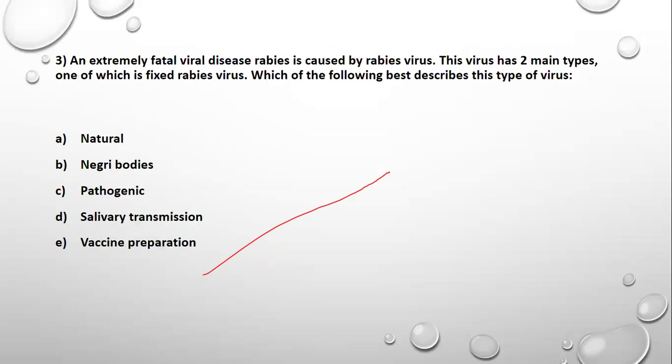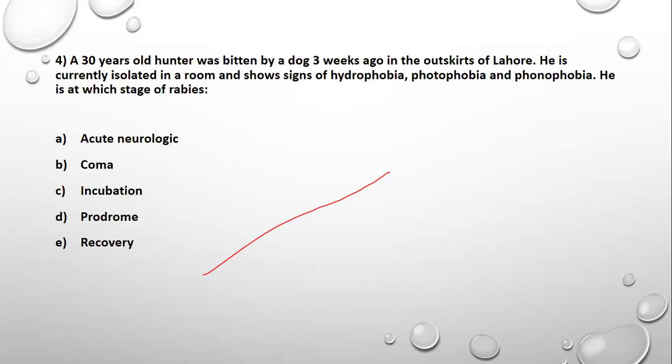An extremely fatal viral disease, rabies, is caused by rabies virus. The virus has two main types, one of which is fixed rabies virus. Which of the following best describes this type of virus? A, natural, B, negri body, C, pathogenic, D, salivary transmission, or E, vaccine preparation? Correct answer is E, vaccine preparation.